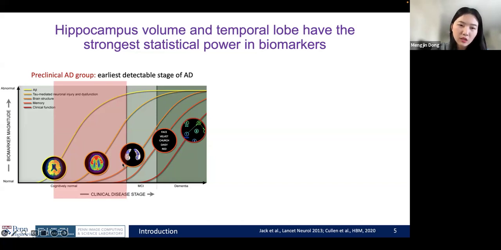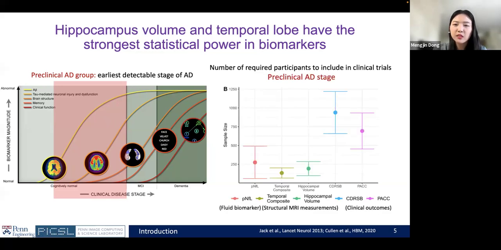The ideal time range to detect these changes is in the preclinical AD stage, highlighted in this light red square, and that is the earliest detectable stage of Alzheimer's disease. Studies have also found that with temporal structural MRI measurements, such as temporal composites and hippocampus volume, we will be able to achieve the lowest sample size for clinical trial detection.